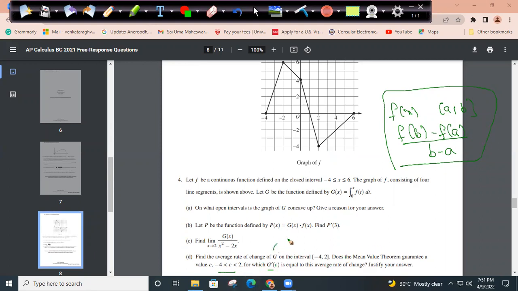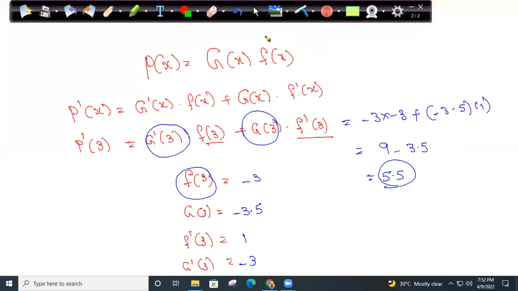First, let me find the average rate of change. So there are two things. The mean value theorem says the same thing. So first, let us discuss the mean value theorem and then discuss the entire question. You might be able to feel better. What does the mean value theorem say here?